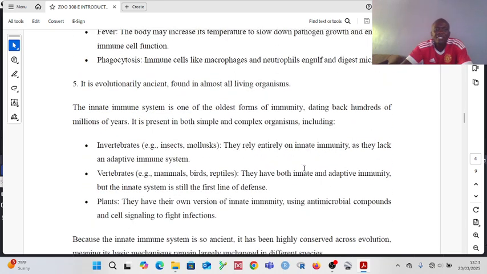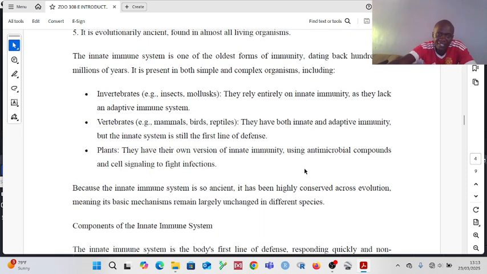The fifth characteristic is that it is evolutionarily ancient. We said that it's found in all living things. So it is possible that it was there at the beginning of life, most likely. Okay, because you find it both in simple and very complex organisms. You find it in invertebrates, in vertebrates, and also in plants. So inamaanisha all forms of life might have inherited this innate immune system from the common ancestor that they share.